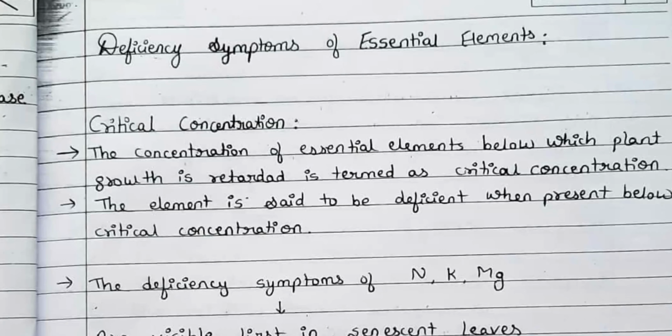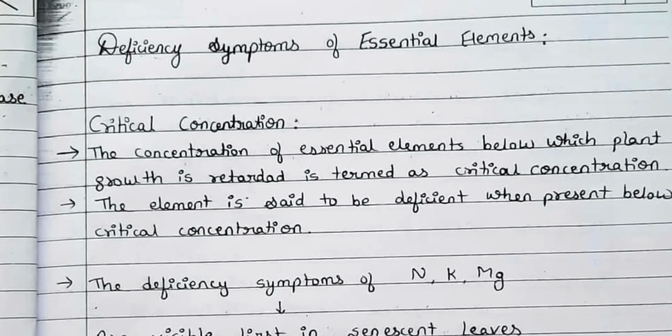Good morning, ma'am. As we have studied in the last class, we studied the different types of elements, their absorption form, and their importance. Now we are going to study what happens to the plant if an element deficiency occurs, or if an element's concentration is increased in the plant. What type of changes occur in a plant, that we are going to study. So first, deficiency symptoms of essential elements.